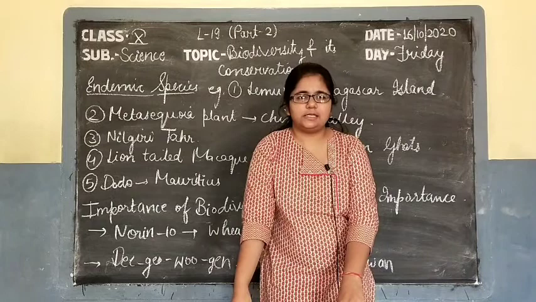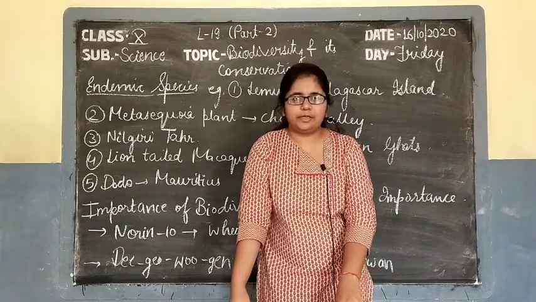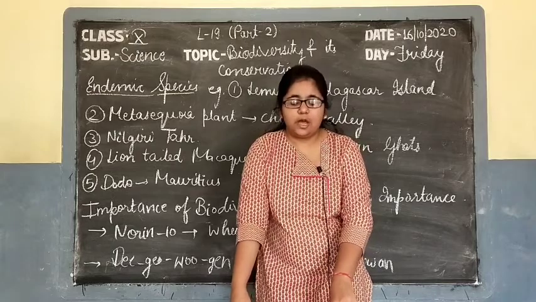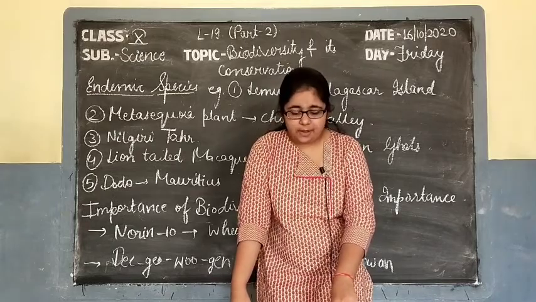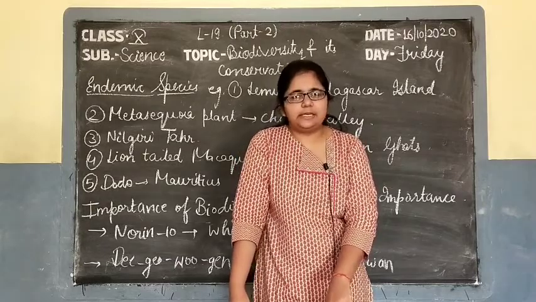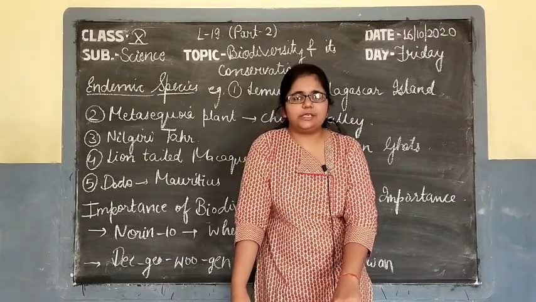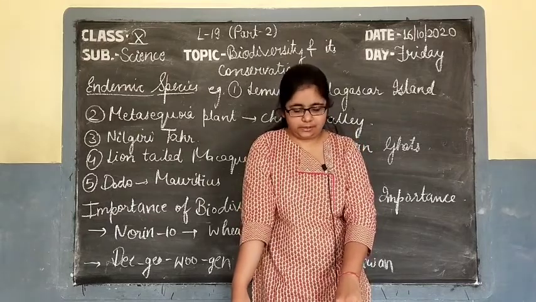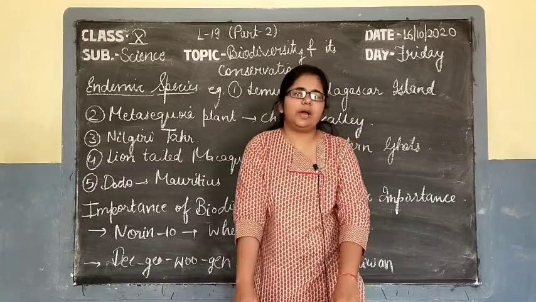In the previous class, we started our new chapter, chapter 19, Biodiversity and its conservation. Biodiversity is defined as follows: bio means living and diversity is variation. So, variation in living forms in the entire flora and fauna is biodiversity. Then we studied the levels of biodiversity.